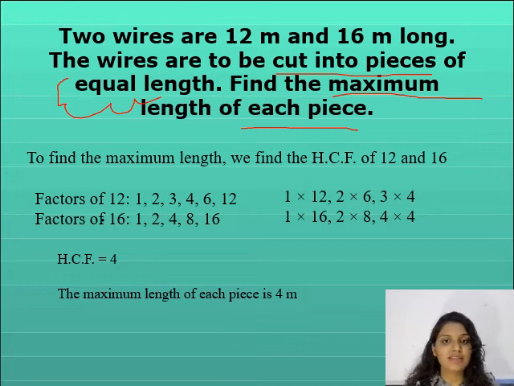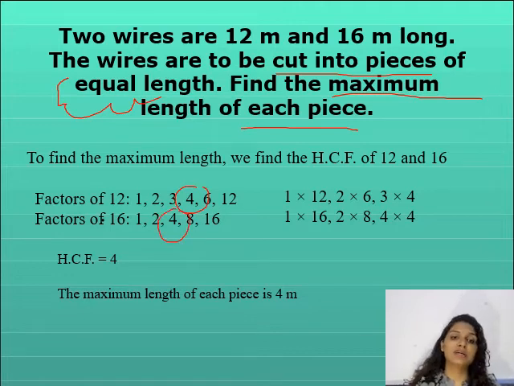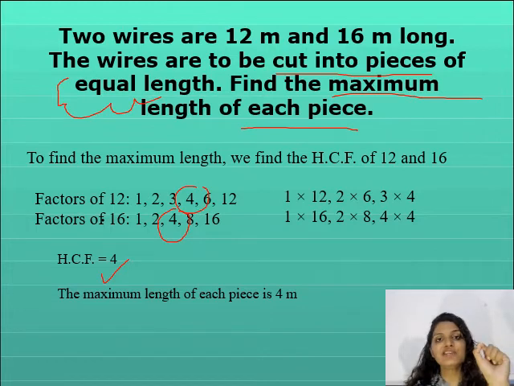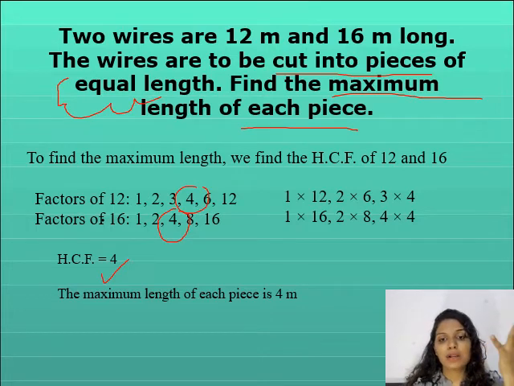So the factors are there on the screen. Just select the common ones and then select the highest one. So here the highest common factor is 4. 4 is here and 4 is here. So yes, the highest common factor of 12 and 16 is 4. So the maximum length of each piece will be 4 meters.